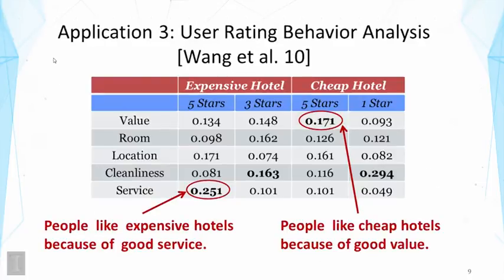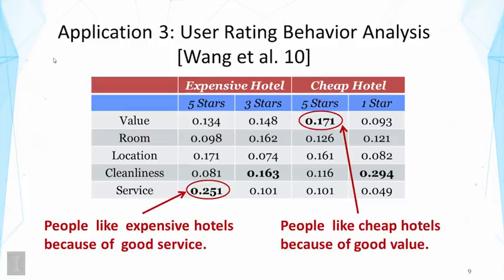Here are some interesting results on analyzing users' rating behavior. What you see is average weights on different dimensions by different groups of reviewers. On the left side, you see the weights of reviewers that like the expensive hotels. They gave the expensive hotels 5 stars. And you can see their average weights tend to be more focused on service. That suggests that people like expensive hotels because of good service. That's not surprising. That's also another way to validate the inferred weights.